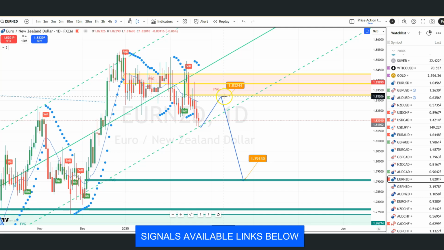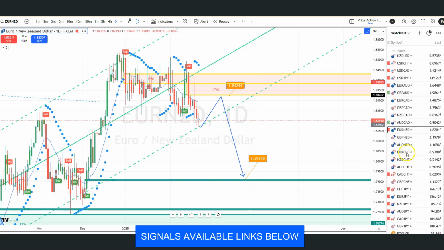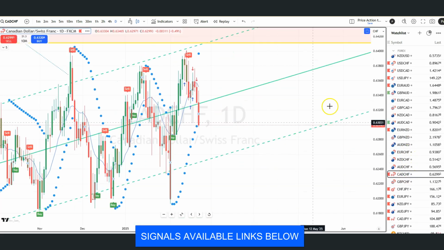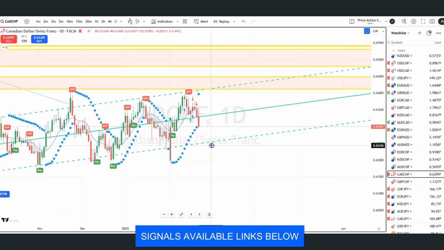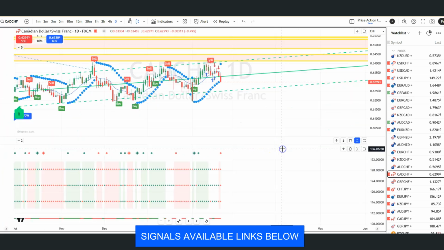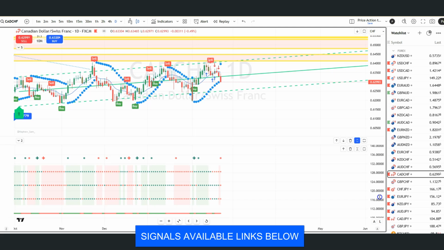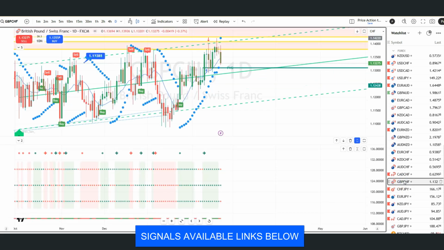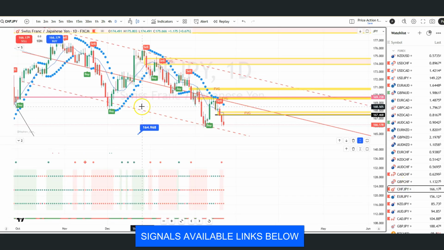So any kind of pullback here to 183.20 and a rejection, it's really important, then you can get in short on this position to 179.20, somewhere around there. But of course it has to be rejected, and we'd have to see what happens at that point. Canadian Swiss is in a downtrend, but I'm not convinced of these Swiss pairs. Pound Swiss. Let's go on to the yens.